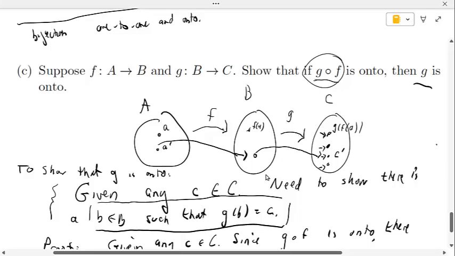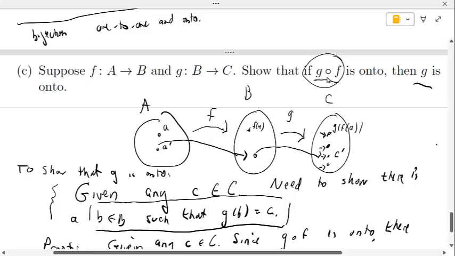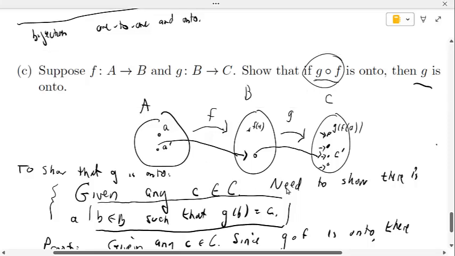I'm going to try to establish this statement, given any little c in big C, and I need to show that there is a little b in big B. So, and I'm going to use this property that G composed F is onto. All right. So this is what I need to show. Right. So the proof. All right.